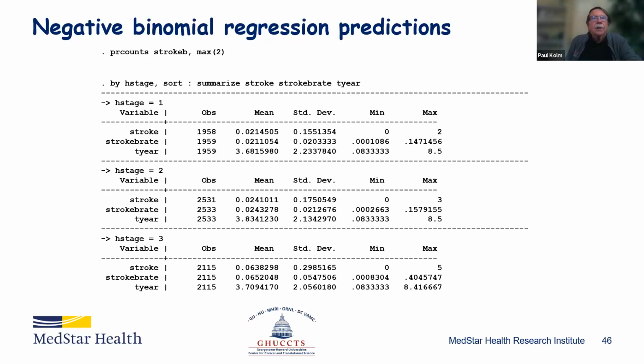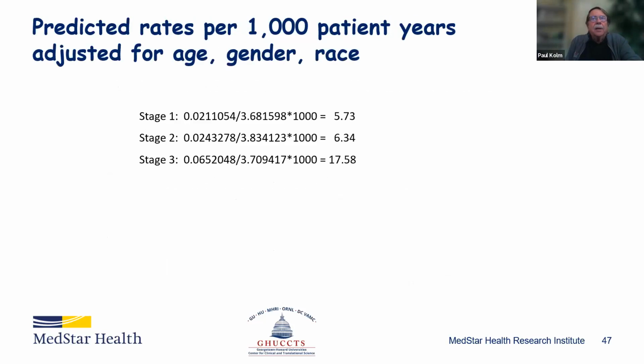And so what we want to do is calculate predicted rates from our model, and we can do this for however many patient years we want. In this case, I've done it for 1,000 patient years, and these would be adjusted for age, gender, and race. And so for stage 1, we take our mean rate and divide that by our follow-up time by 1,000.